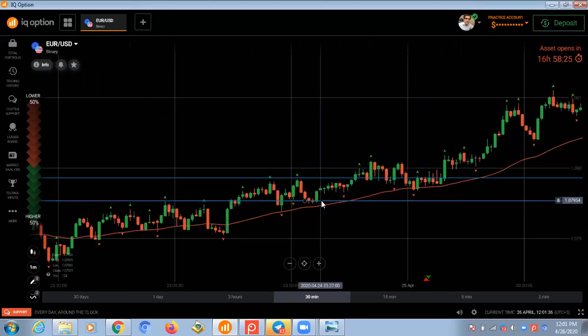So now the next step. When price comes into the range, it makes a ranging market. When price comes to this range, it makes a consolidation market.